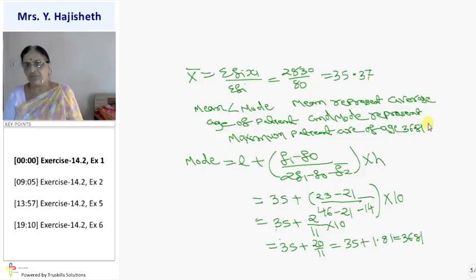Mean में all the observation are included. Mode में only we include the observation which are having the maximum number of observation having that value. Okay, that is the difference. Clear?